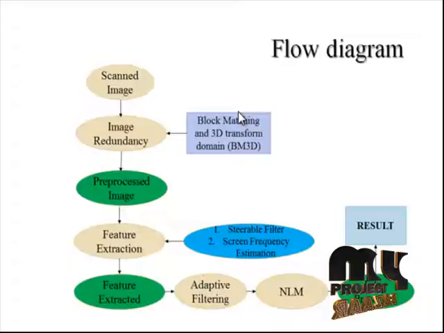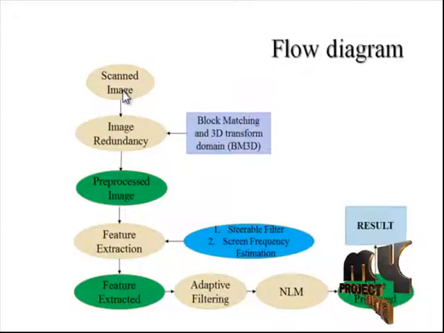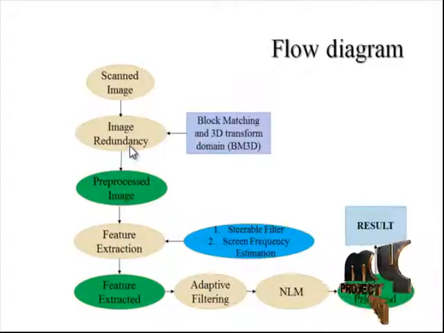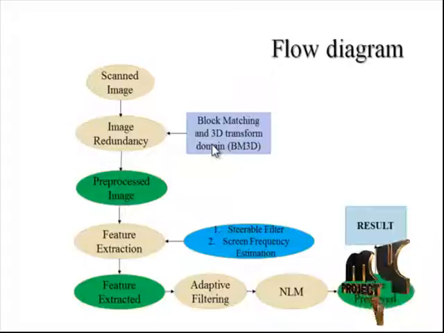Let me discuss the flow diagram for our process. First, capture the scanned image from the dataset folder. Next, the image redundancy approach is performed by using block matching and 3D transform domain, that is, the BM3D algorithm.